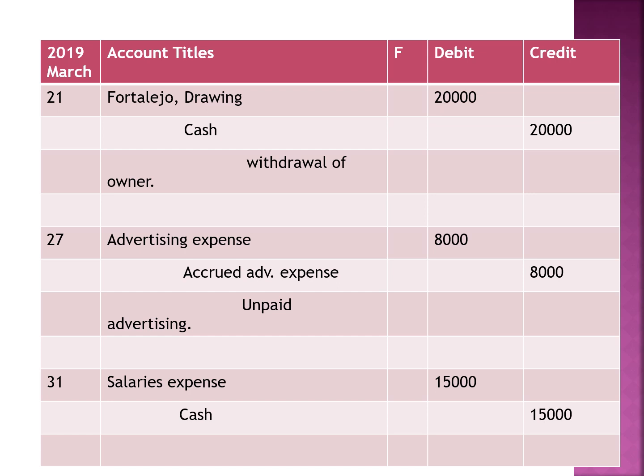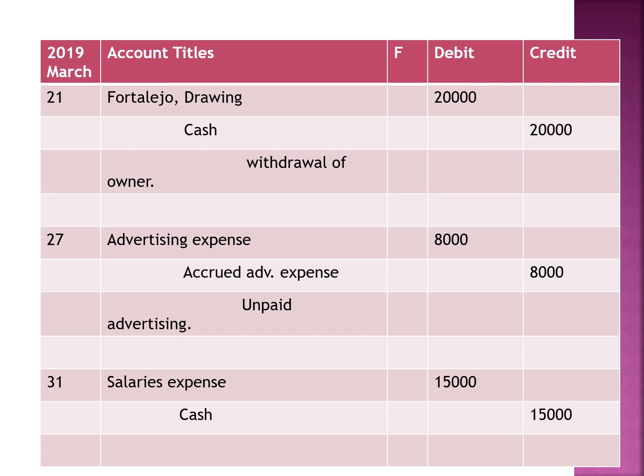March 21. Fortalejo drawing 20,000 and credit cash 20,000. Brief description is withdrawal of owner. Then leave one space. Our transaction on March 27, we analyzed it as debiting advertising expense 8,000 and credit accrued advertising expense 8,000. And our brief explanation is the unpaid advertising.